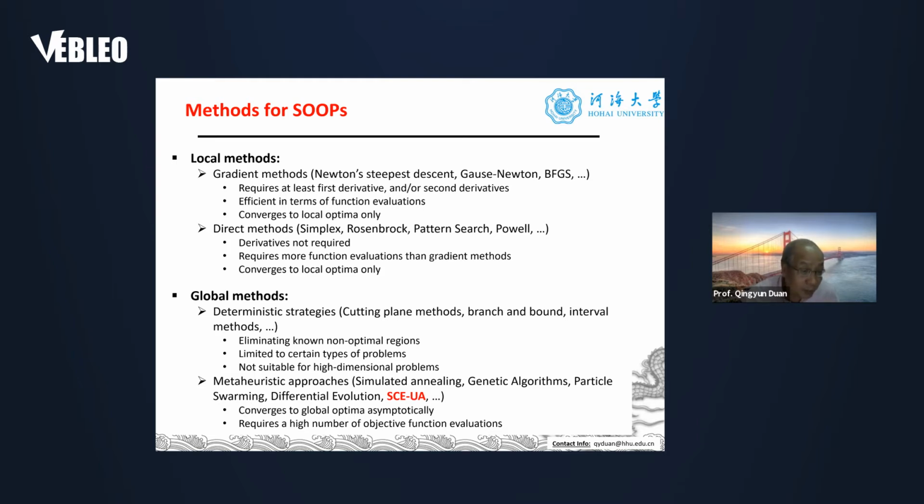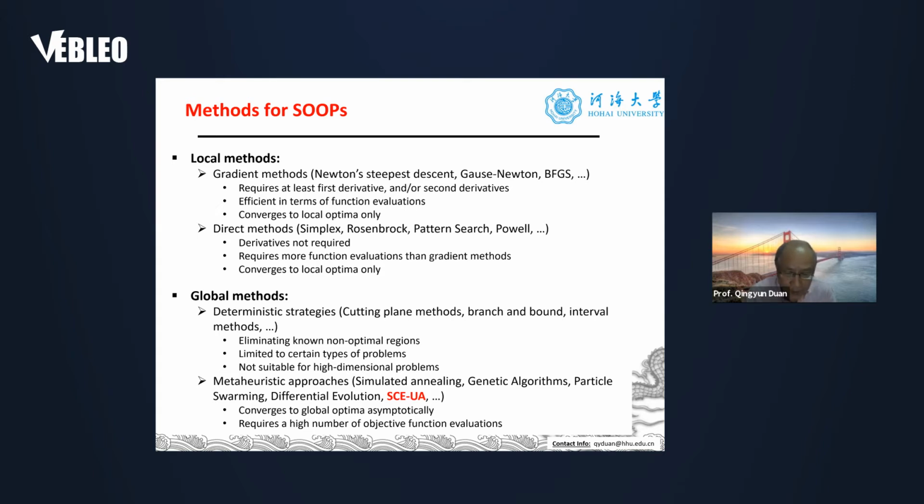In the beginning, a lot of people were working with the so-called deterministic strategy. We are really still using local methods. Before using local methods, they use some kind of procedure like cutting plane methods, branch and bound methods, interval methods to eliminate non-optimal regions. That means you shrink the search space of the parameters, and then once you do that, you apply some kind of local search method to find the optimum. This kind of method has very limited use in our real world problems and is not suitable for high dimensional problems.